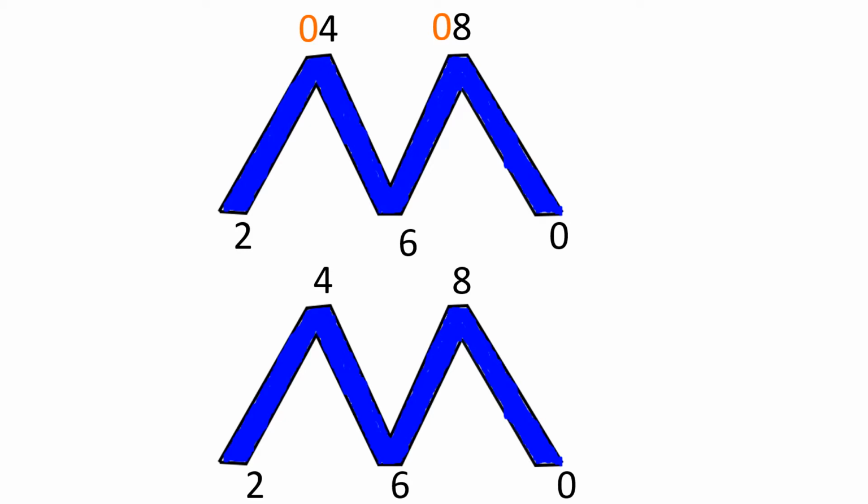Then, on the top column, we write a 0 in front of the 4 and the 8. Next, we write a 1 in front of the 2 and 6. We write a 2 in front of the 0, 4 and 8. We write a 3 in front of the 2 and the 6. And lastly, we write a 4 in front of the 0.